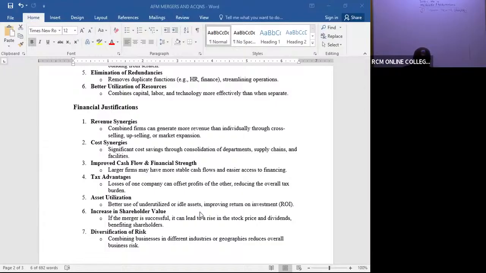Increase in shareholder value: of course, you know that now you're a big firm. If the merger is successful, it can lead to a rise in the stock price and dividends, benefiting shareholders. Then we have diversification of risk. Now we are in different countries, our scope of economies of scope has increased, and we are now selling many products, so we have diversified. Combining businesses in different industries or geographies reduces overall business risk. So finances in future will be very stable.